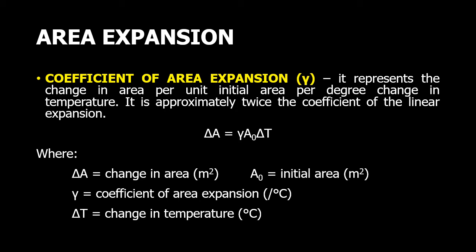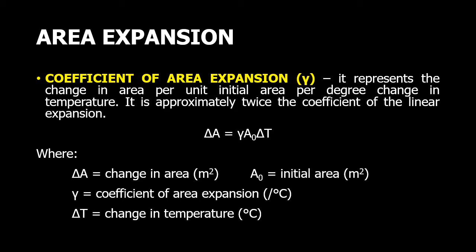If thermal expansion occurs in two dimensions, then it is called area expansion. The same process is followed, kagaya nung kanina sa linear expansion, but this time, we will now use the coefficient of area expansion, which is denoted by the Greek letter gamma, to denote the change in area per unit initial area per degree change in temperature. So, it is approximately twice the coefficient of the linear expansion.